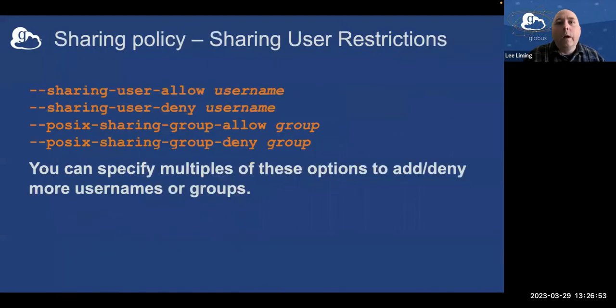All right, let's take a look at the first of the three things that you can restrict: who can share, who's allowed to share. You do this using any of these four options on your collection: sharing user allow or user deny, or POSIX sharing group allow or POSIX sharing group deny. Now, these last two only work on collections that are POSIX collections. So that means they have to be storage that's mounted on the system, and you can see it when you're logged into the system using Linux commands.